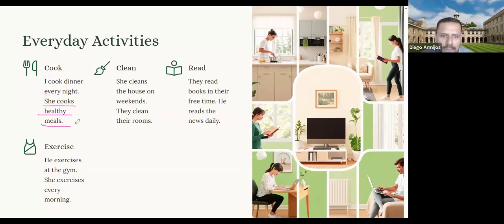She cooks healthy meals. Ella cocina alimentos saludables. Clean. She cleans the house on weekends. Ella limpia la casa los fines de semana, right? They clean their rooms. Ellos limpian sus habitaciones. Read. They read books in their free time. Ellos leen libros en su tiempo libre. He reads the news daily. Él lee las noticias diariamente.